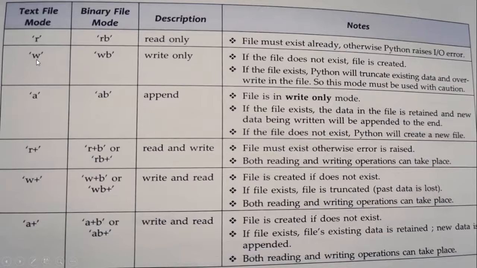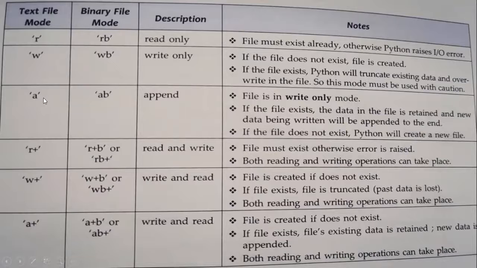w stands for write mode and wb stands for write binary. If the file does not exist, the file is created. If the file exists, Python will truncate the existing data and overwrite the file. So this mode must be used with caution.